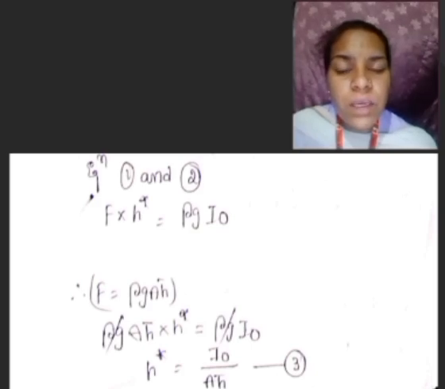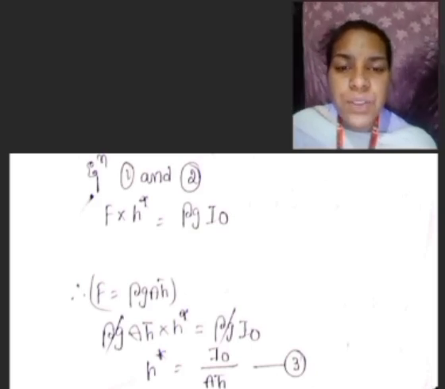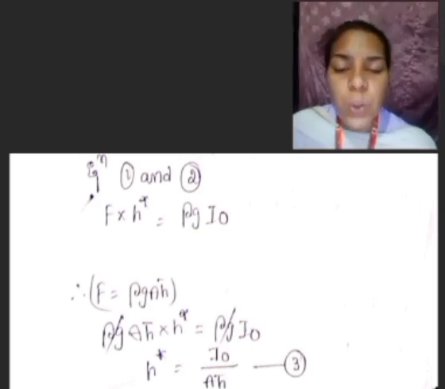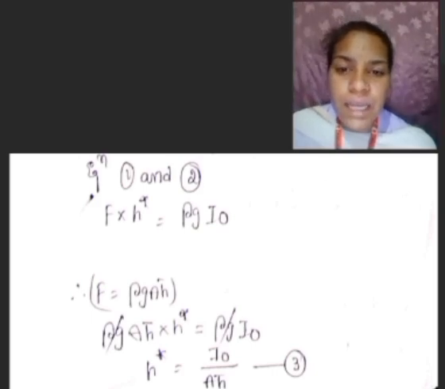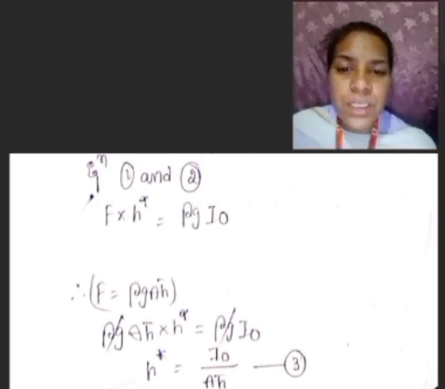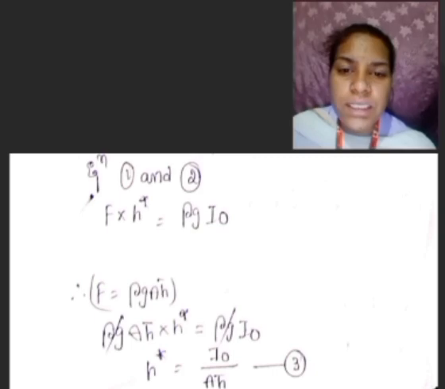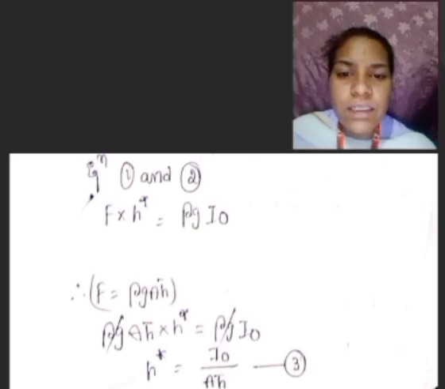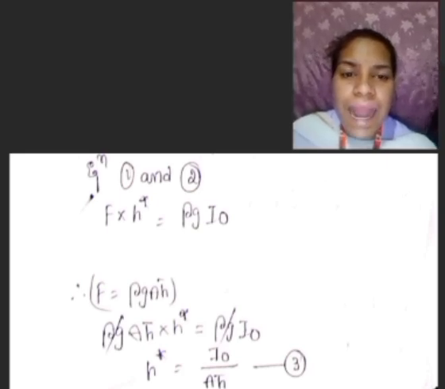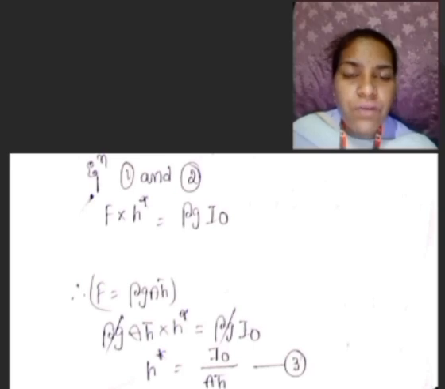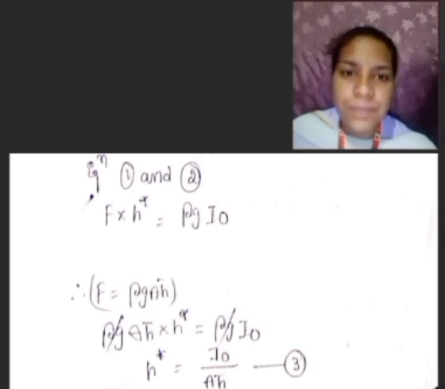In the above equation, we have to substitute the F value, rho z a h dash. After substituting the F value, finally rho z a h dash into h star is equal to rho z I naught. In this equation, any cancellations will occur. We have to check and cancel that.